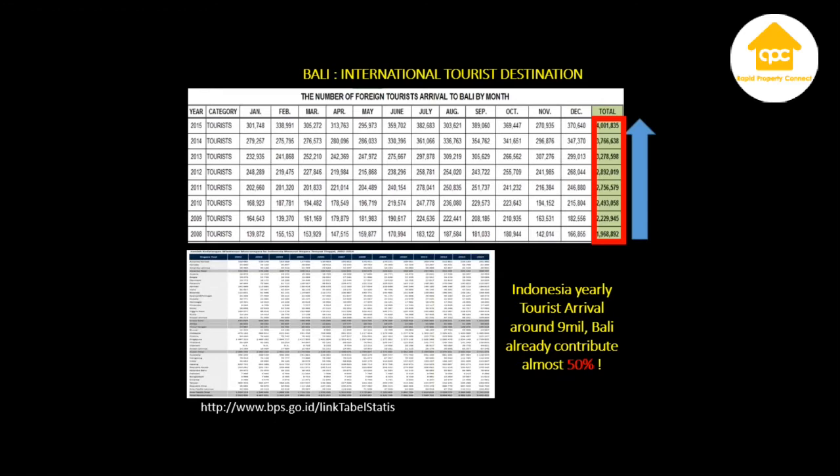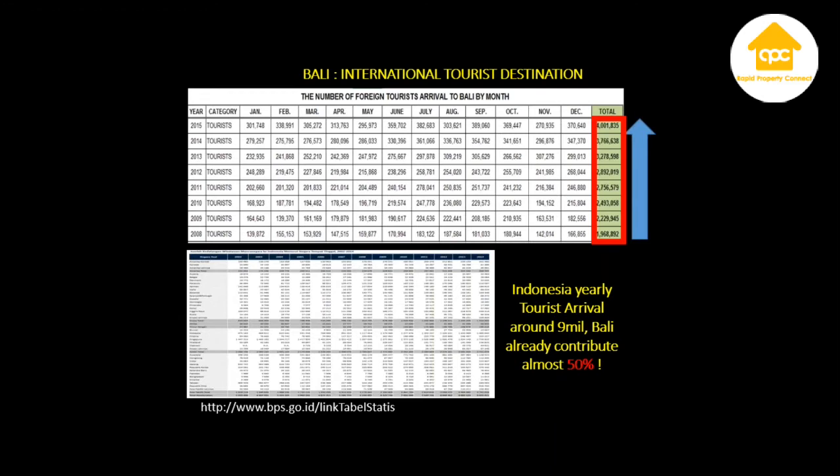So I'll give you a very good example. In Malaysia, our yearly international tourist arrival is about 30 million people. Just imagine if 50%, or 15 million people, were going to Penang Island. What do you think of the Penang Island market in terms of property prices and the cost of living? That's why Bali is one of the most expensive cities in Indonesia.